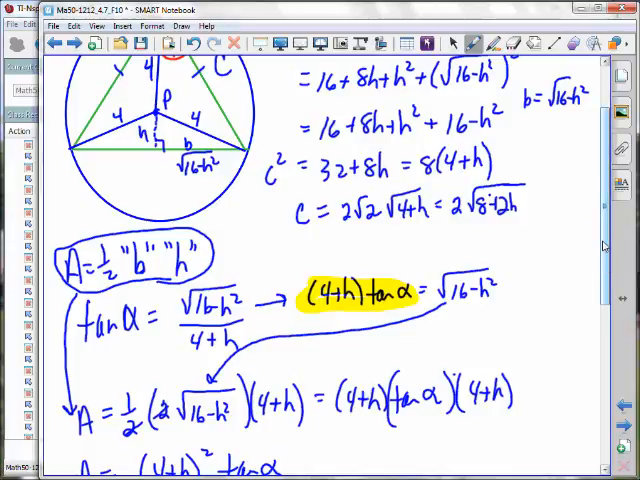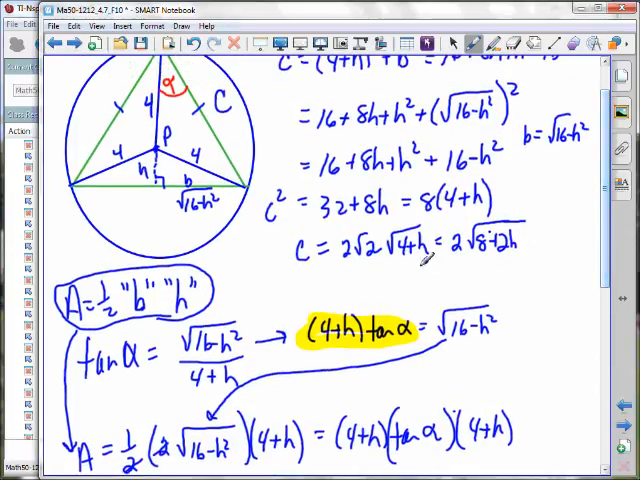Is there any way that we can do that? Are you thinking trig? Is there any other relationship, trig function relationship that we could use that might help us?